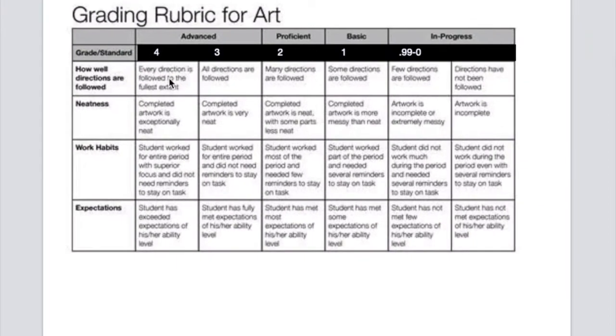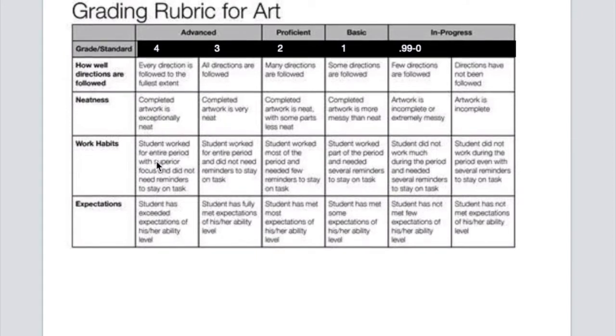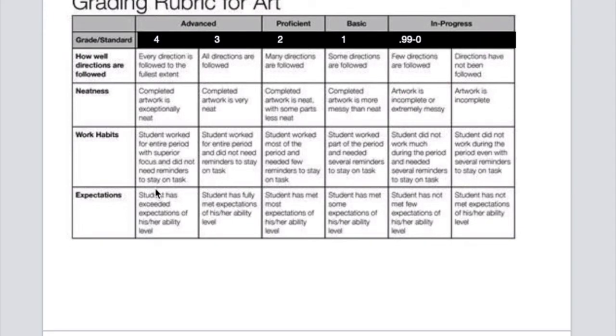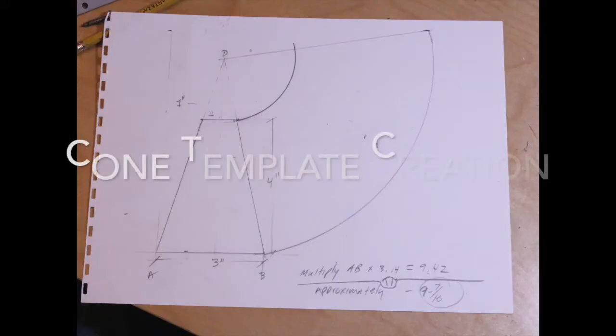Okay, your rubric states how well directions are followed. You get a 4. You want an A. Every direction is followed to the fullest extent. Neatness: completed artwork is exceptionally neat. If your work is not neat, it's not going to get a 4. It's not happening. Okay? Make it look good. Work habits: work the whole period. Get this darn thing done. And expectations: student has exceeded expectations of his or her ability level. So I want you to get better. Okay? Very important.